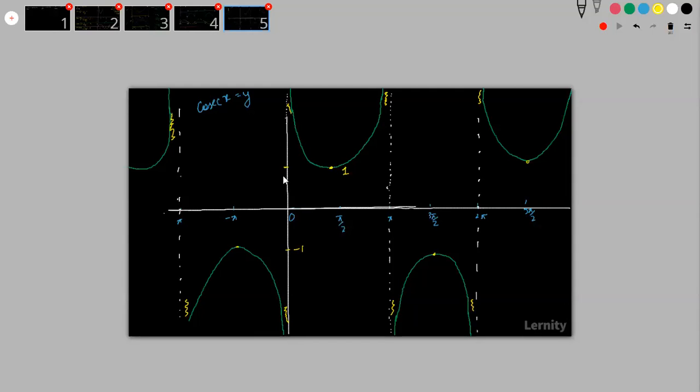Everybody understood these graphs? Okay, so just copy them. Copy them, then I will tell you. Understand? Just copy them. Then I will give you some basic properties. Fine. So basic properties. The properties I will write.